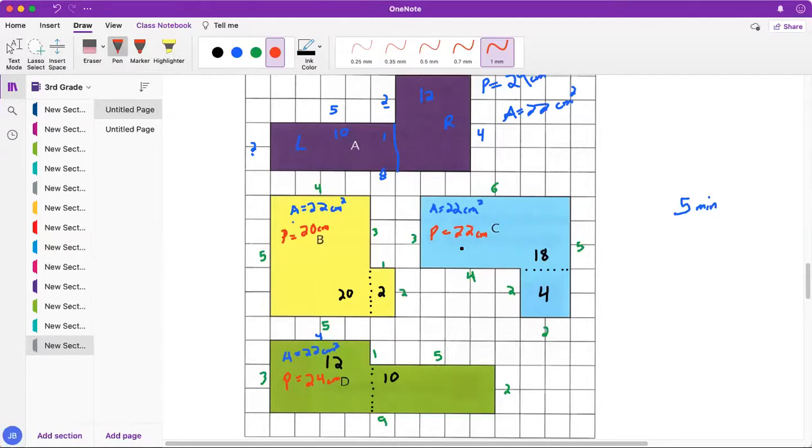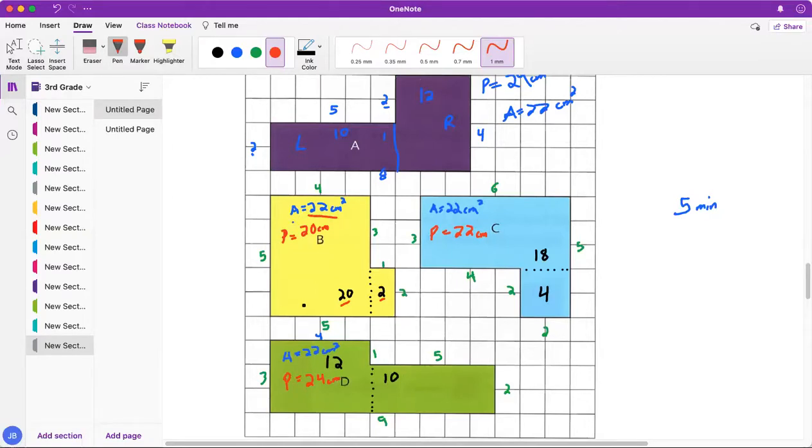All right. So let's walk through these so that we know the answers. So here's how I did B. I put my lines here. And so I have this smaller rectangle with an area of 2. And this bigger one was 20. And so 20 plus 2 is 22 centimeters squared. So then when I did the perimeter, I had 5, 4, 3, 1, 2, and 5. And so I ended up getting 20 centimeters.